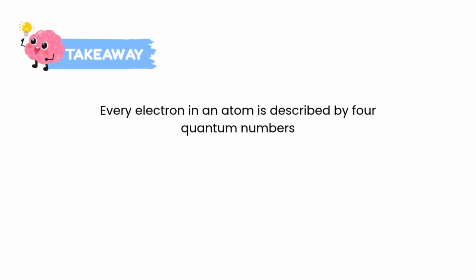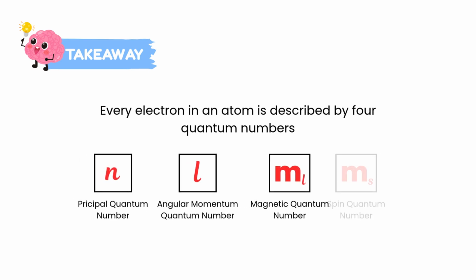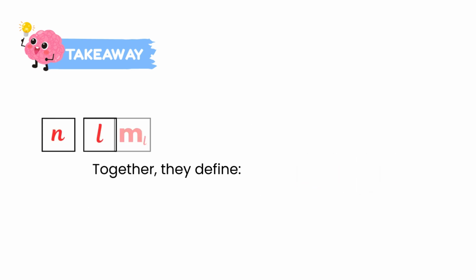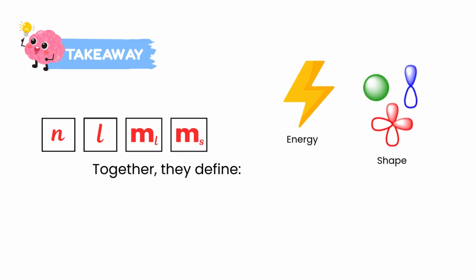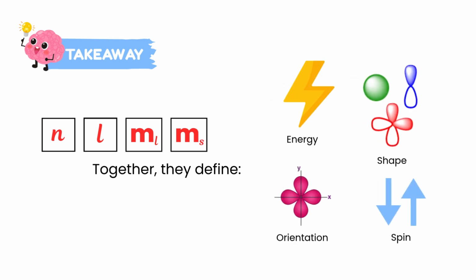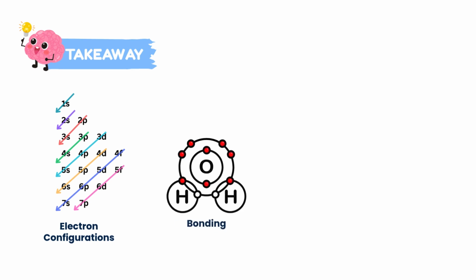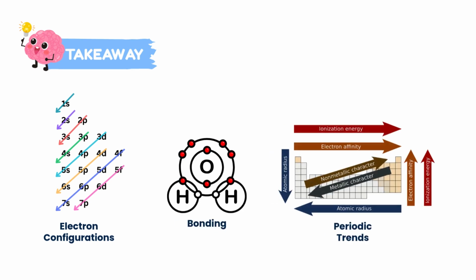So here's the takeaway. Every electron in an atom is described by 4 quantum numbers: n, L, m sub L, and m sub S. Together, they define the energy, shape, orientation, and spin of that electron. Mastering these rules makes electron configurations, bonding, and periodic trends fall into place on the MCAT.